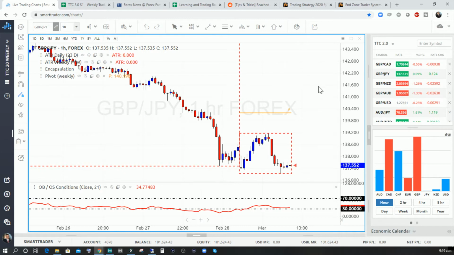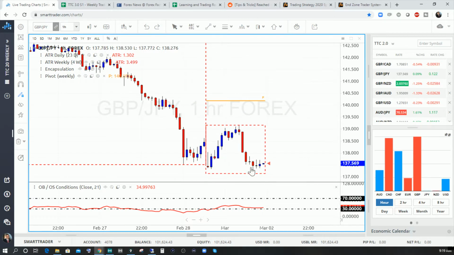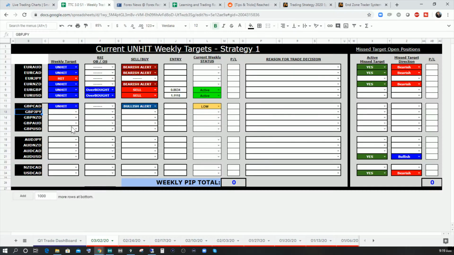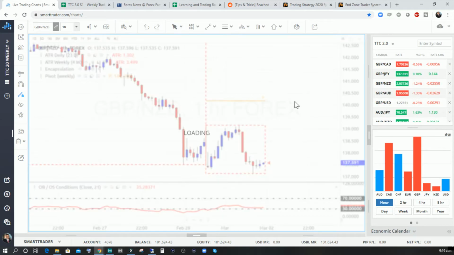And pound JPY would have been picked up, so it looks like we have got a position on this one too. Also a buy position right here. We're looking for a buy alert. All right, so this may set up an opportunity for this week. Let's go to pound and New Zealand dollar.